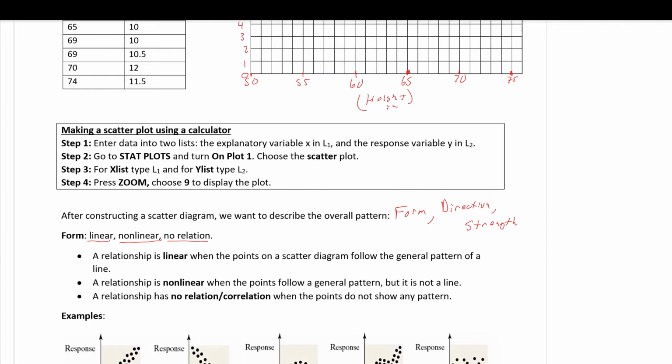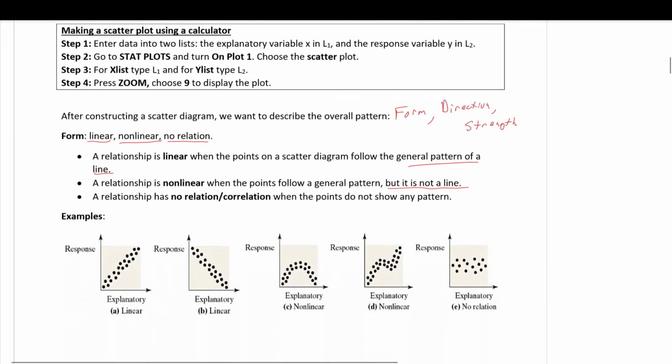Okay, so again, a relationship is linear when the points on the scatter diagram follow some sort of general pattern of a line. You can kind of imagine like a straight line fitting the data. A relationship is considered to be nonlinear when the points follow a general pattern, but it's not a straight line. And when is there no relation or no correlation? Well, when the points don't show any pattern at all. It just looks like a bunch of noise.